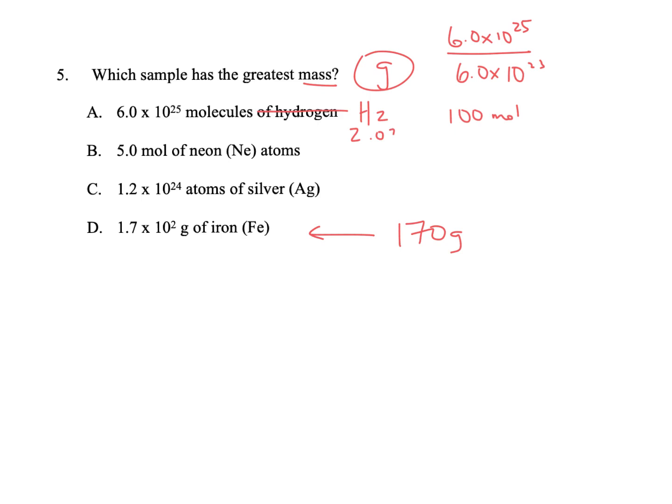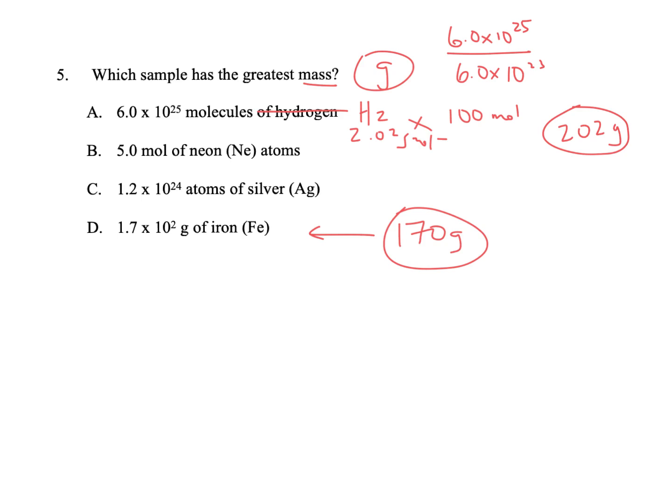H2 has a molar mass of 2.02 grams per mole, right? So we essentially have 202 grams in A, okay? Because mass is going to be moles times molar mass.